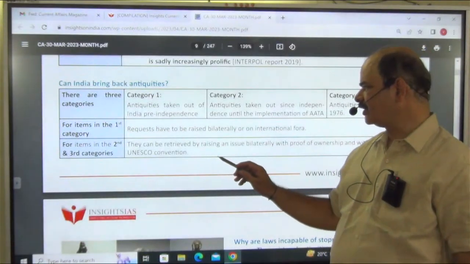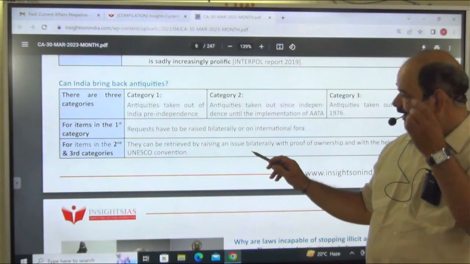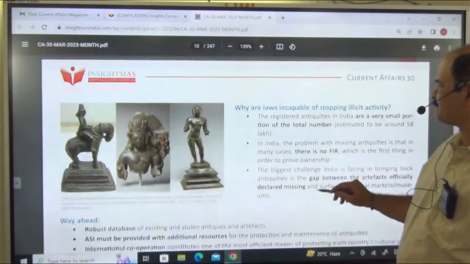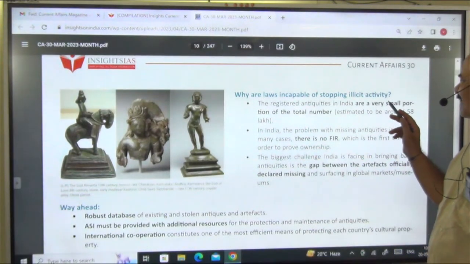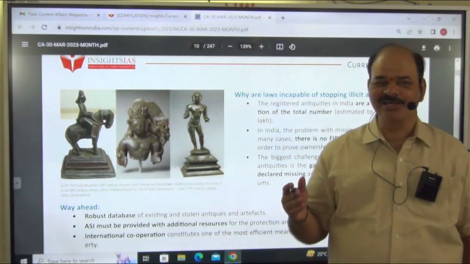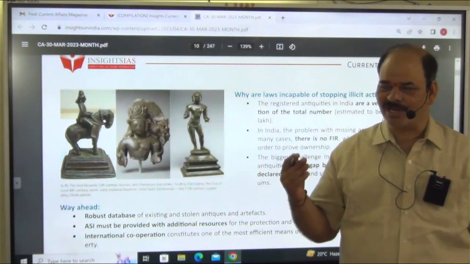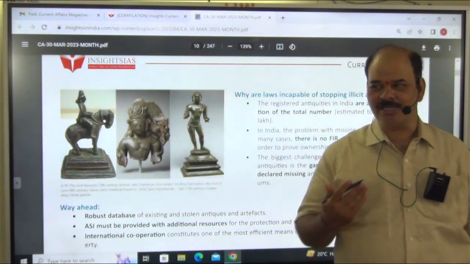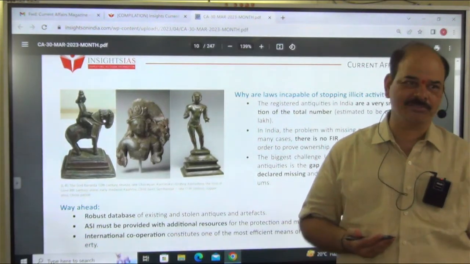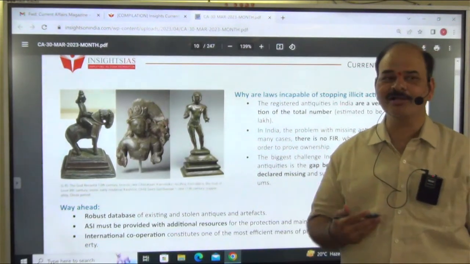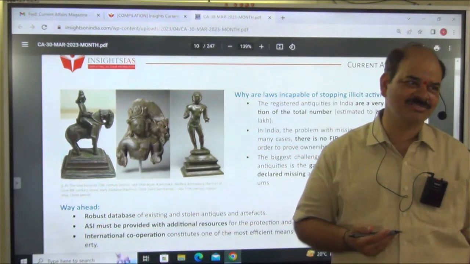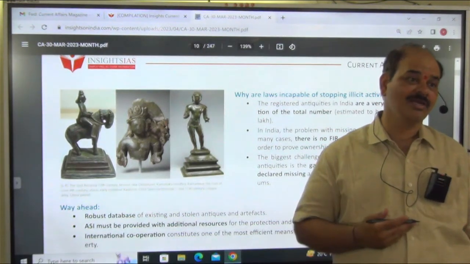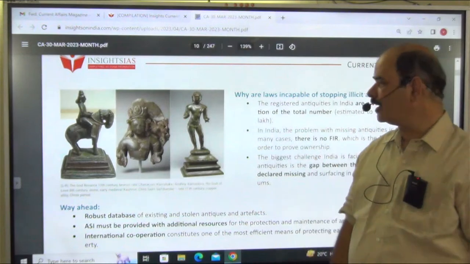For items in the second and third categories, they can be retrieved by raising the issue bilaterally with proof of ownership and with the help of the UNESCO convention. Why are laws incapable of stopping illicit activity? Not only this, we are unable to stop many things, like the smuggling of gold. Take the example of many cities, they have a grey market. What is the meaning of grey market? Where you can purchase smuggled goods. So our authorities are not checking properly, or they are not able to stop the illegal trade.